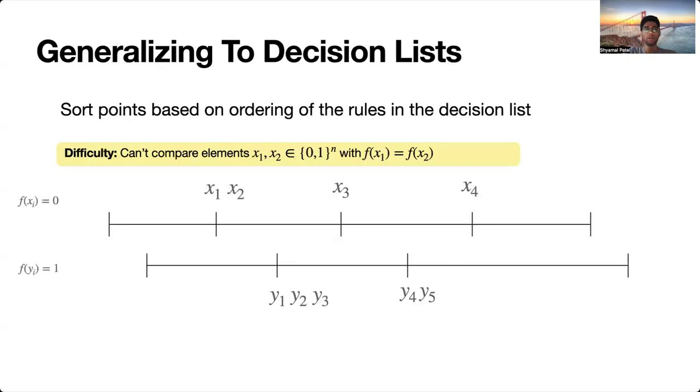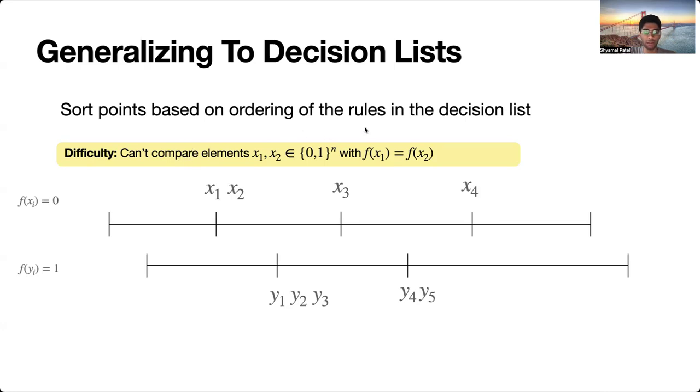Good. So now how do we generalize this to decision lists? Essentially, there's an ordering in decision lists as well. You have the ordering of the literals. You can think of ordering the coordinates by how important they were in the decision list. The first thing is the most important, the last thing is the least important. But there are some difficulties here.